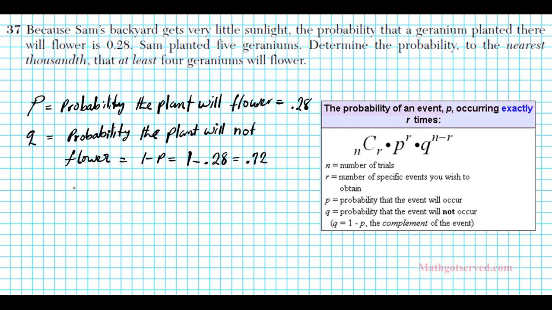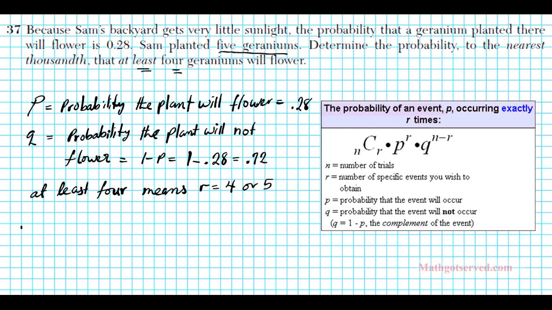And R is basically the number of times that the event is going to occur. So if it says at least 4 out of 5, that means R is going to be equal to 4 or 5, right? Because there were 5 geraniums planted, and at least 4 flowered. That means either 4 flowered or 5 flowered. So we're going to be computing the probability of these two cases, and then we're going to find the sum of their individual probabilities, all right?